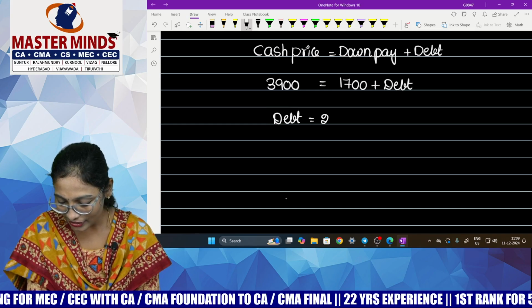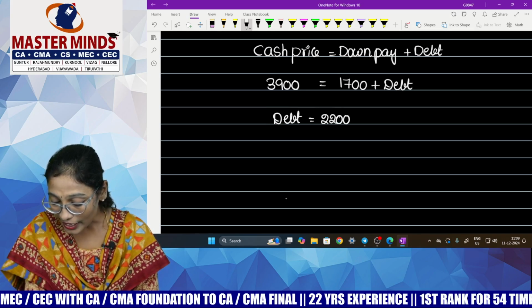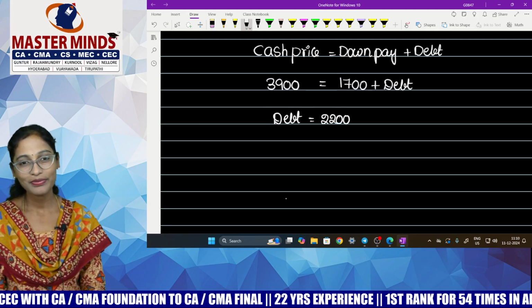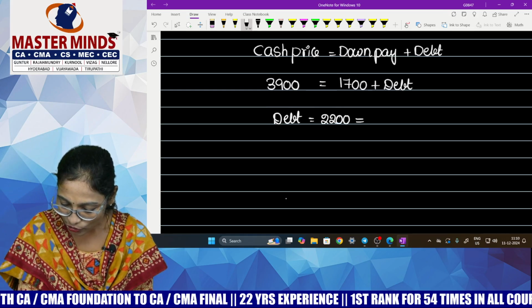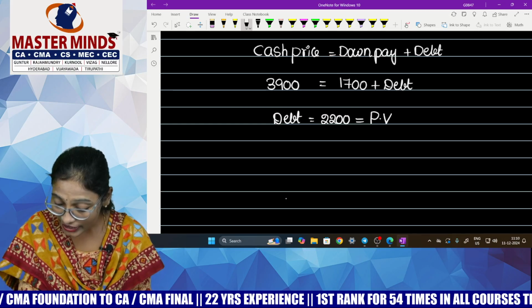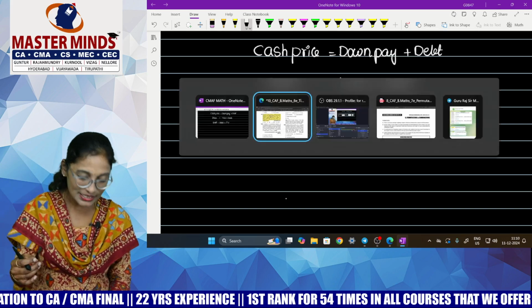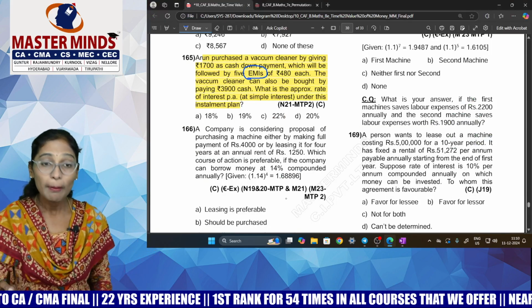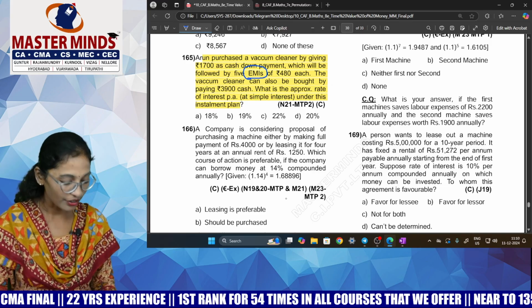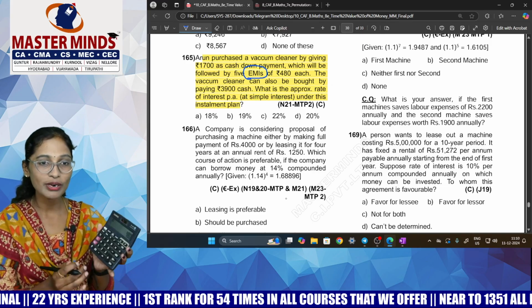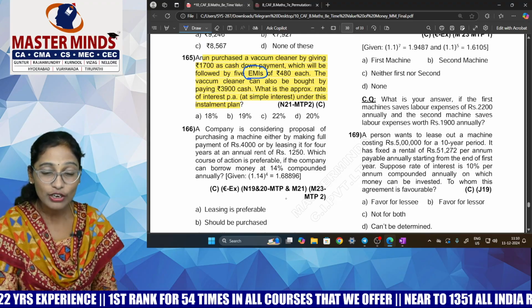2,200. Am I correct? So I told you, debt means present value or future value? Present value, right? So present value, I am not writing it as an annuity. Try to understand. 2,200 rupees is this debt, which is present value. But how many installments is he paying? 5 installments, each of how much? 480. Now let me read out the continuation.